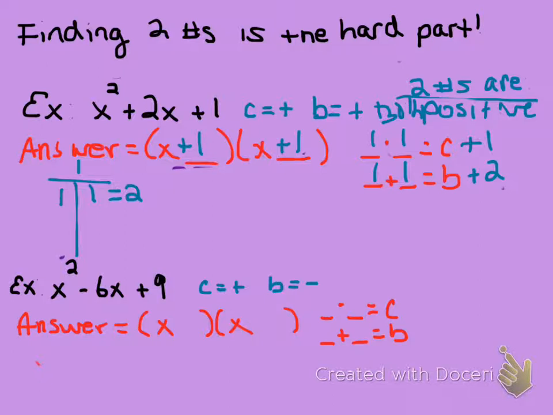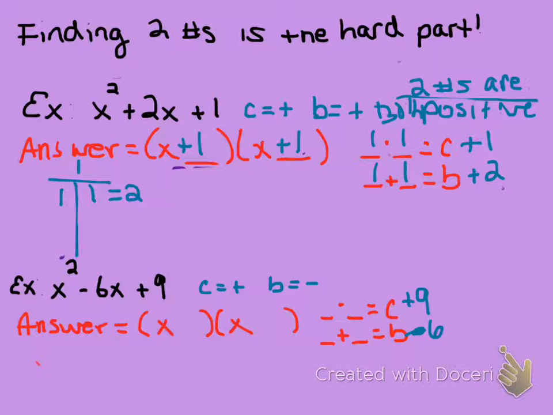So here again, we've got x squared minus 6x plus 9. We know that we have to find two numbers that multiply to give us c and add to give us b. In this case, c is positive 9 and b is negative 6. Okay, now we've thrown a negative number in here. So I want you to think about this. What signs would our two numbers have to have if they're going to multiply to give us a positive number and add to give us a negative number?